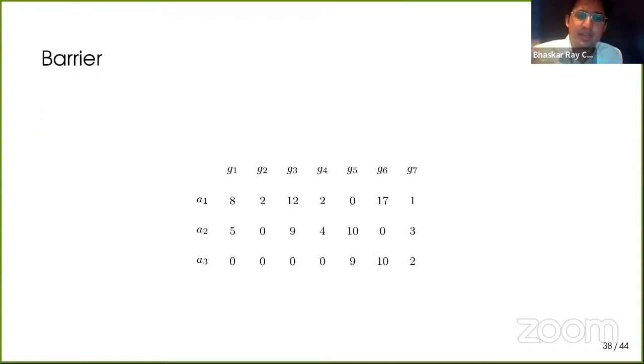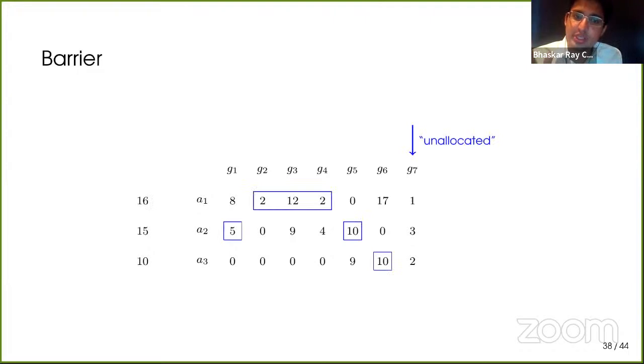Here's an example with 3 agents and 7 goods. We have an allocation of the first 6 goods, which you can verify to be EFX. The 7th good is unallocated. If you want to allocate the 7th good, one of the agent's valuations will be strictly less. Either A1 will be strictly less than 16, or A2 will be strictly less than 15, or A3 will be strictly less than 10. This is the bottleneck.